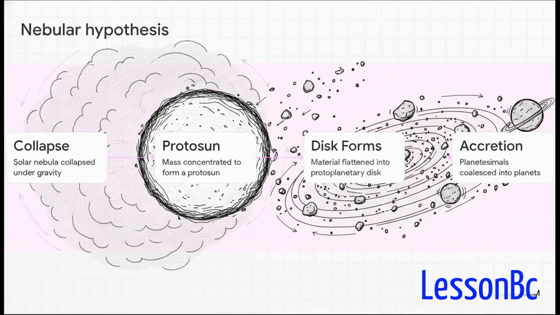Picture this: about 4.6 billion years ago, a massive cloud of gas and dust, a solar nebula, collapses under its own intense gravity. As it collapses, it starts rotating faster and faster. Most of that material gets pulled right into the center to form a protosun. But what about the leftovers? That remaining material flattens out into this massive, rotating protoplanetary disk. Inside that disk, tiny particles literally just start bumping into each other and sticking together. It's a process called accretion. Over time, those tiny clumps grow into planetesimals, and eventually, boom, you get our planets.